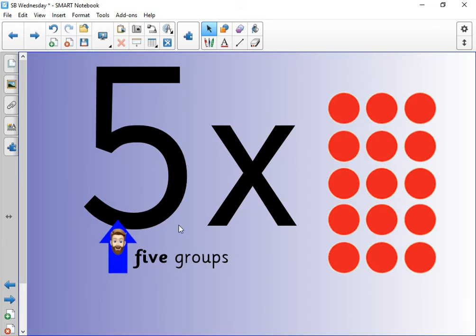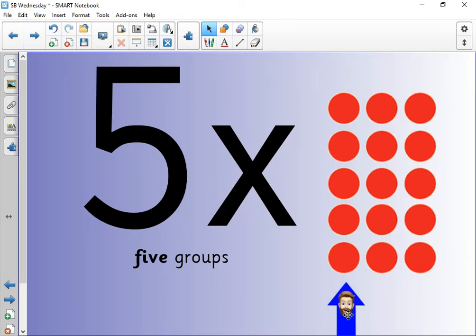What about 5 times, when the 5 comes before the multiplication sign? Well, we're looking here for 5 groups. Doesn't matter how many are in each group, we need 5 groups altogether. Here's a challenge for you. Can you see my array here? Can you see 5 groups?